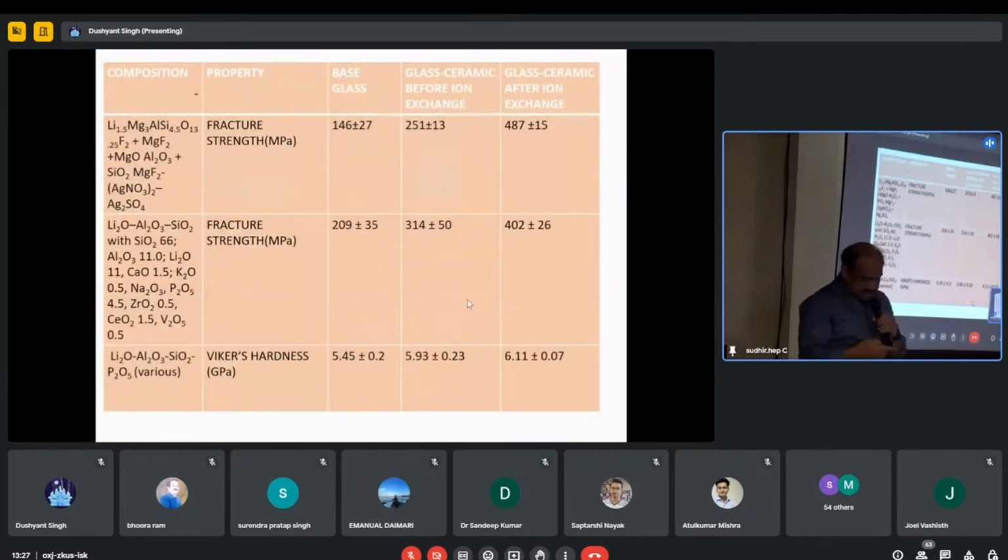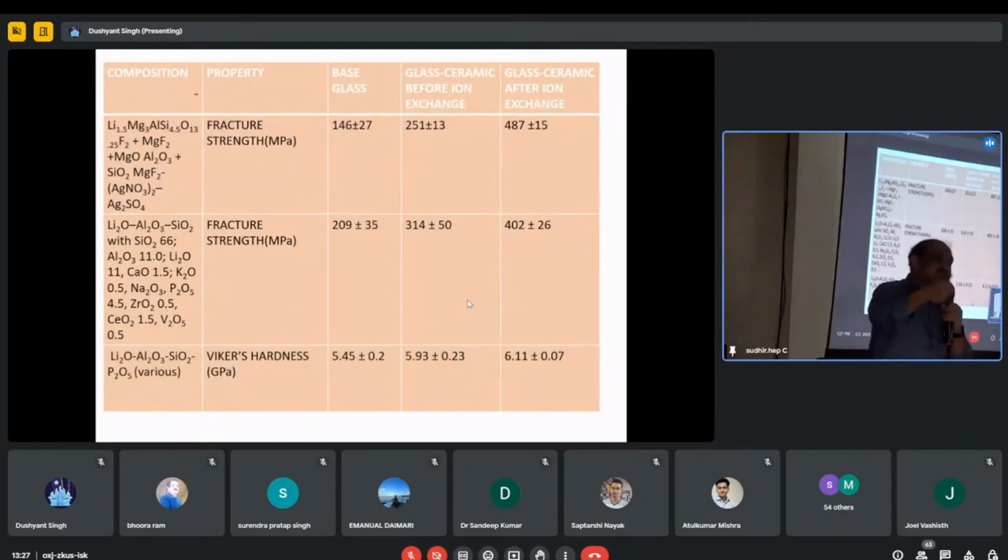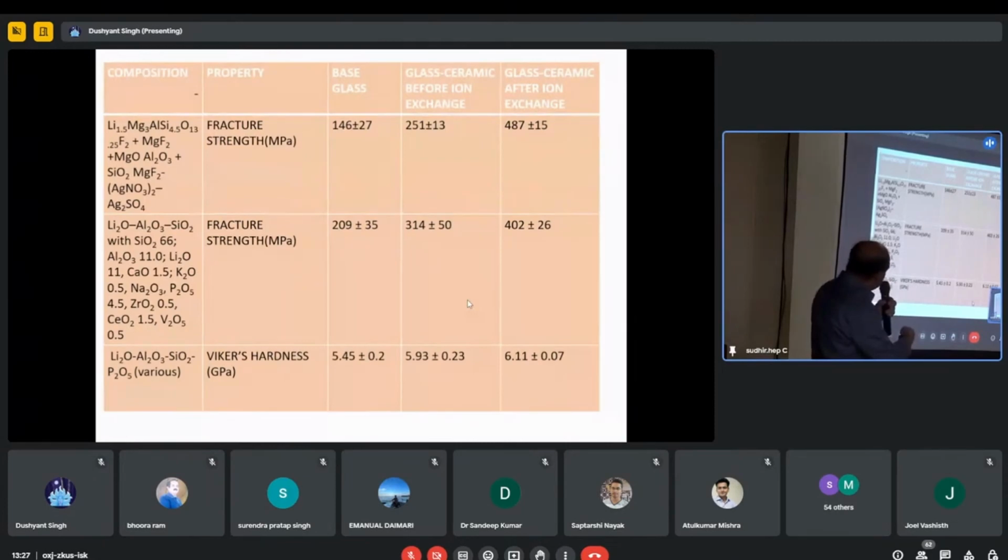I will just show you some examples. For this kind of composition, the base glass has a fracture strength of around 146 MPa. When it is made into glass ceramics, generating some crystals in the glass, the property is 251. There's a huge jump in mechanical property. And when this glass ceramic is again ion exchanged, it goes up to 487. So there is a multiple-fold increase in strength that is possible with glass ceramics and again ion exchange.